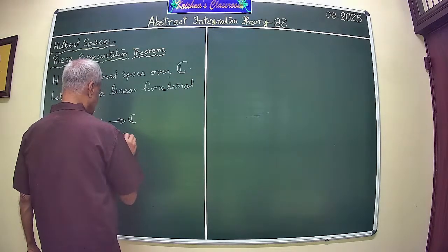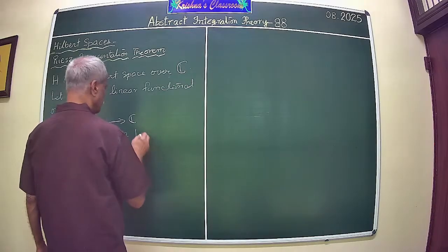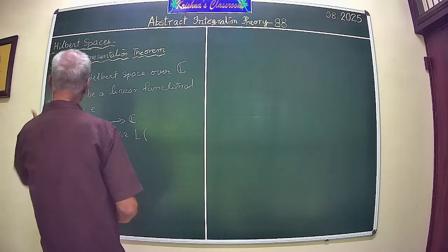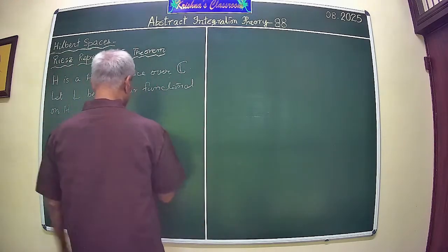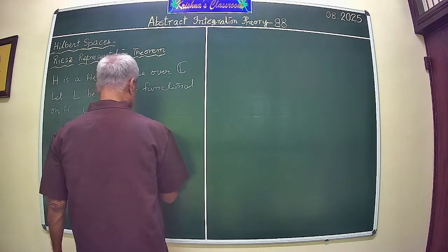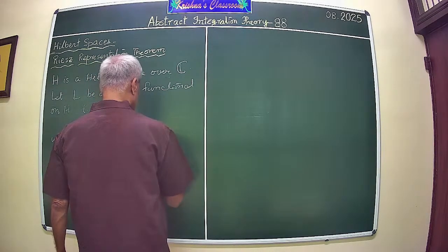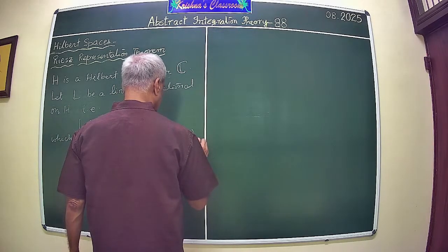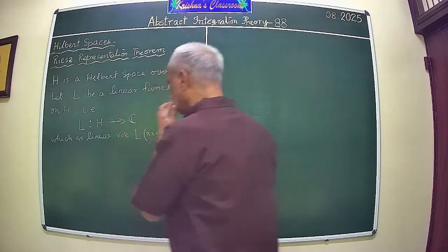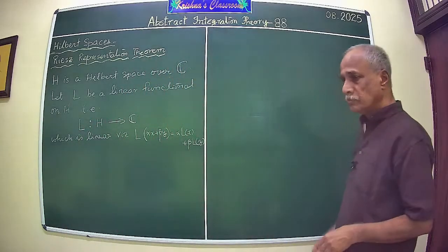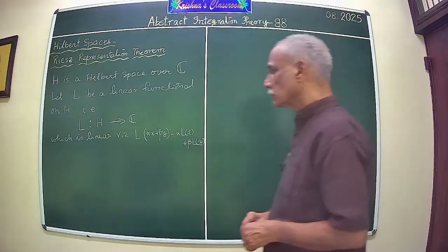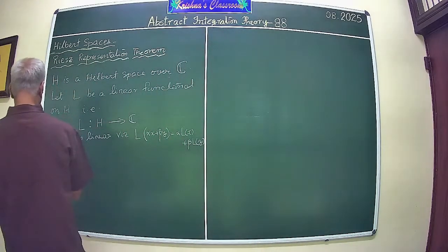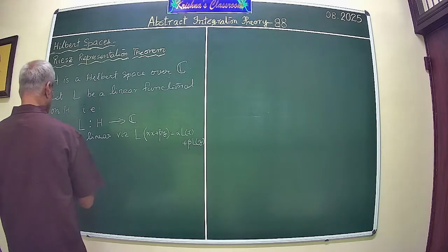Namely, L of alpha x plus beta y is equal to alpha Lx plus beta Ly. That is the linearity. So it's a linear function. Assume L is continuous.